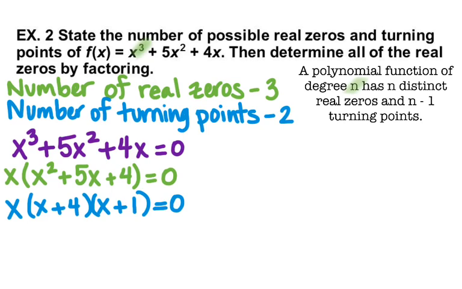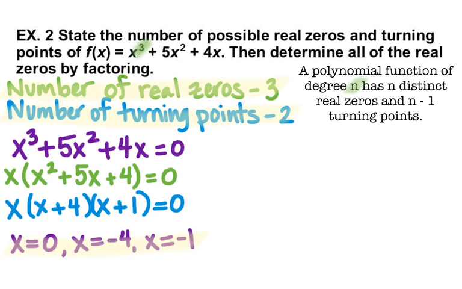Okay, once you have completely factored a polynomial, you set each of those factors equal to 0 and solve. So then x equals 0 is one solution, x equals -4, and x equals -1. So these are the zeros for this function.